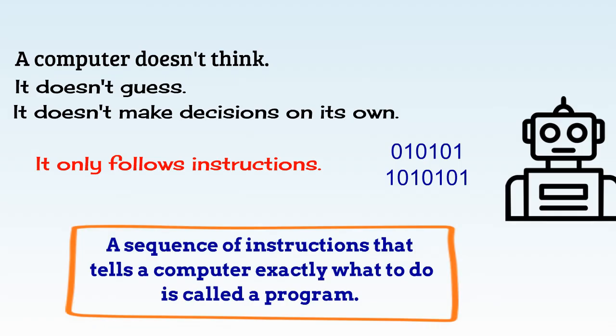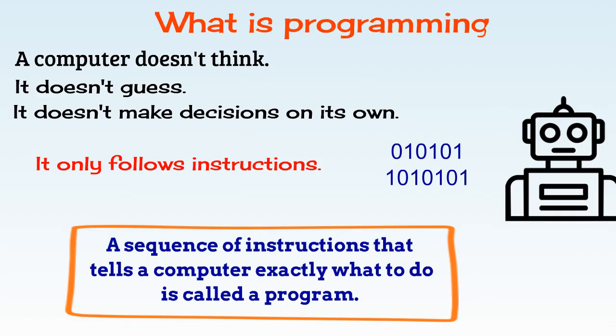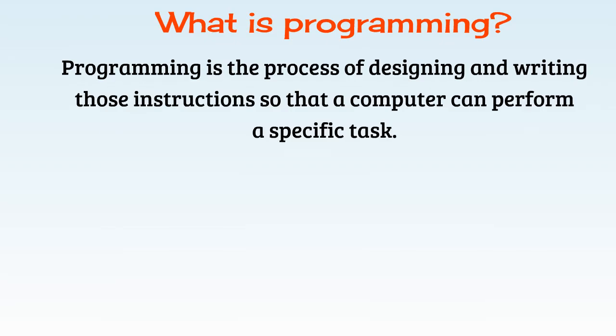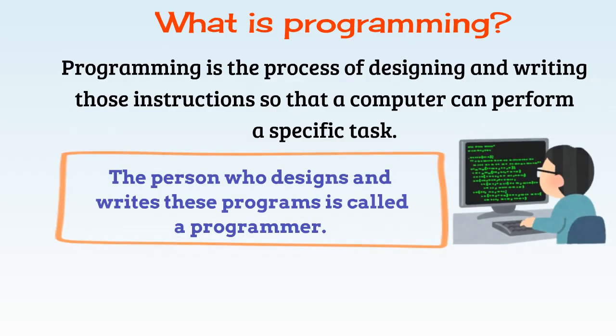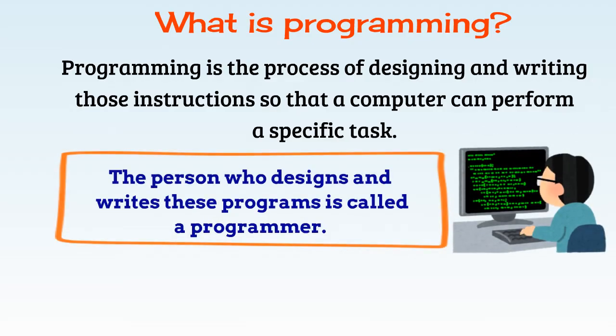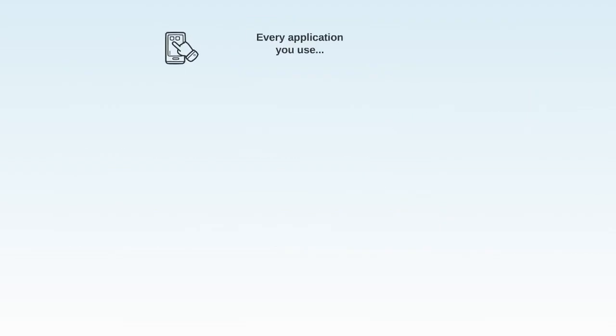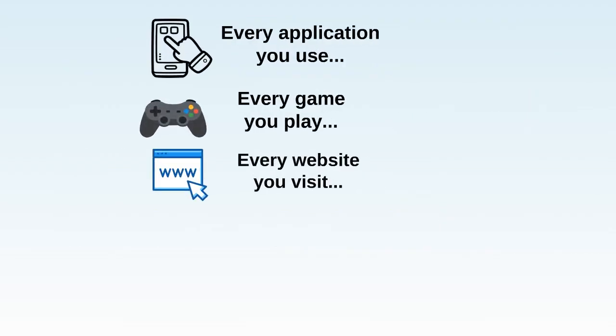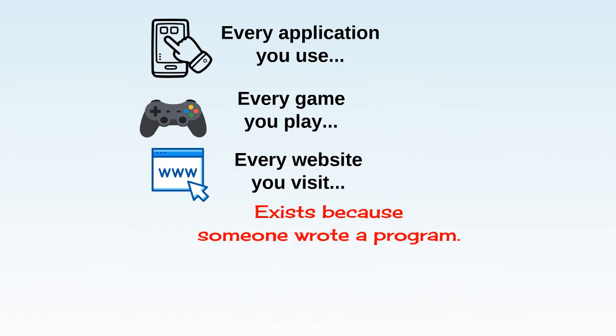That brings us to another important question. What is programming? Programming is the process of designing and writing those instructions so that a computer can perform a specific task. The person who designs and writes these programs is called a programmer. Without programs, a computer is simply an electronic machine with no idea what tasks to perform. Every application you use, every game you play, every website you visit, exists because someone wrote a program.